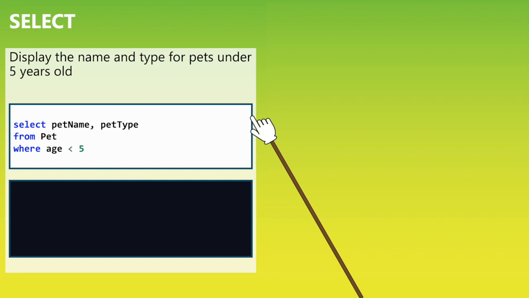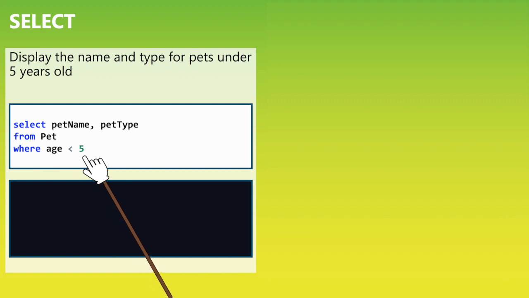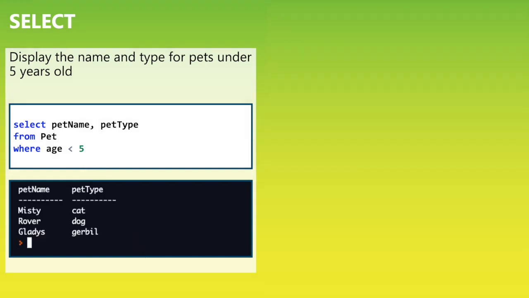In this example, we want to display the name and type for pets under 5 years old. So we're selecting the pet name and pet type from the pet table where the age is less than 5. So we have used the mathematical operator less than to signify that we want age to be less than 5. As 5 is a number, it does not have to be inside quotation marks. When we run that query, we get the results Misty, Rover and Gladys.